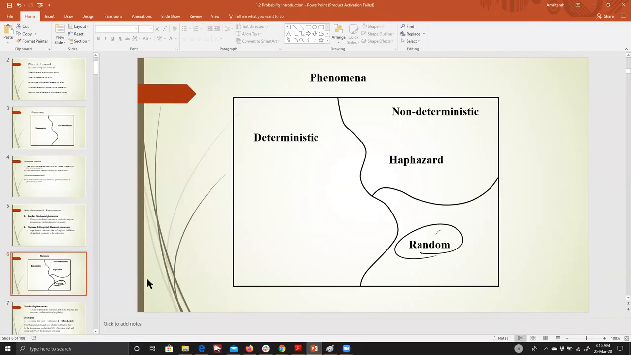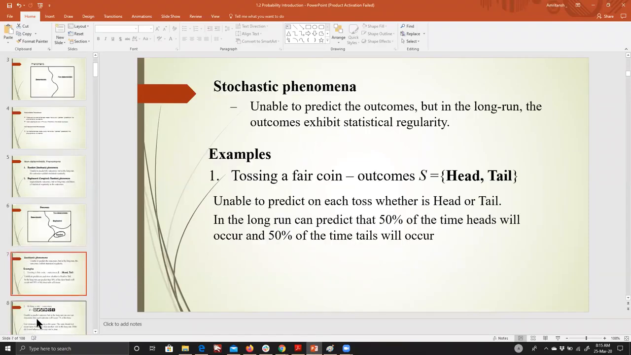So what are the examples of stochastic phenomena? Example, tossing a fair coin. We have two outcomes, heads and tails. Now, if I ask you to predict the very next toss, can you exactly predict what is going to come and stick by it? No. Very good. But again, as I explained yesterday, in the long run, if it is really a fair coin, there should be a uniform distribution.